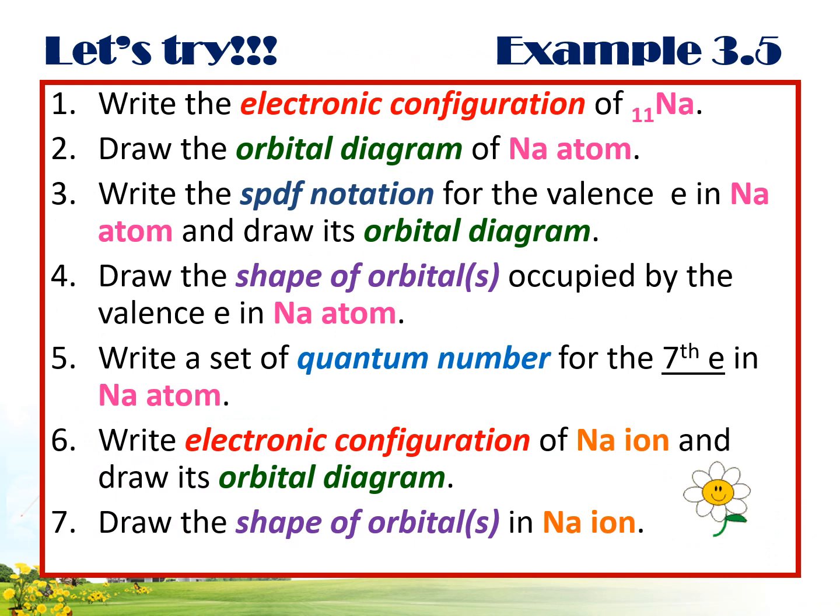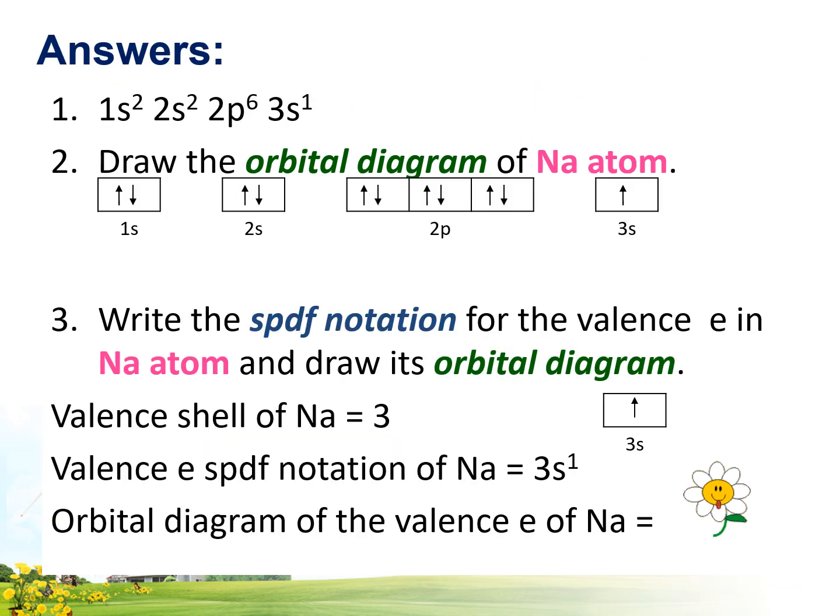Let's do example 3.5 on your page 95. These are the questions, and let's do them one by one. The first question is, write the electronic configuration of sodium. Sodium has 11 electrons, so the electronic configuration is 1s2, 2s2, 2p6, 3s1. It has only 1 valence electron. Second question, draw the orbital diagram of a sodium atom.